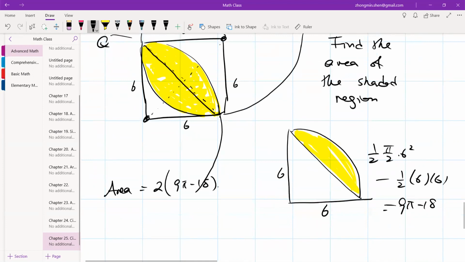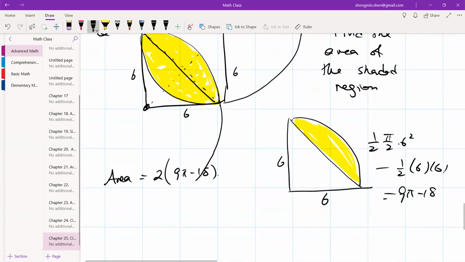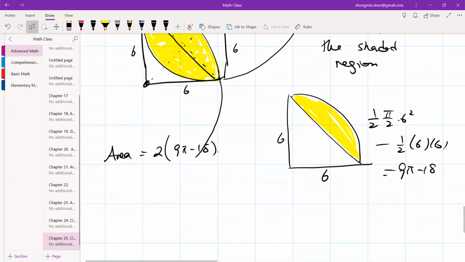Another way to do this problem is, you don't need it. This is the best way to get it. You just cut it, and then you use subtraction to find the area of one piece. Then you solve the problem.